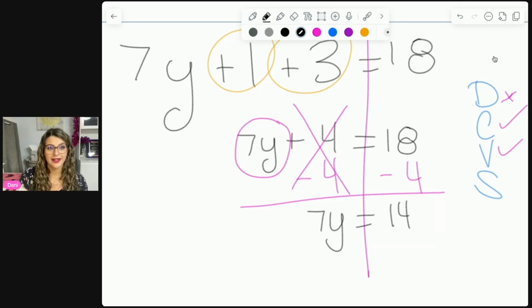How do we get y alone? Well, we just said in the last one, the inverse of multiplication is division. So we will divide each side by 7. Cancels that out. We get y equals 2. And then we're done.